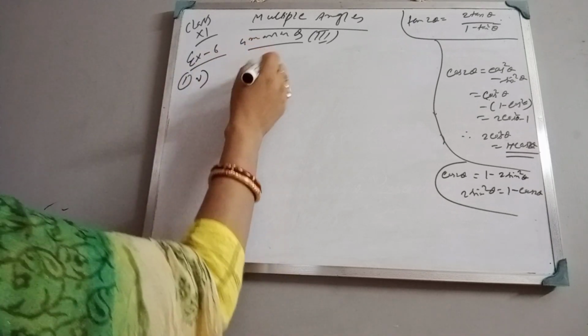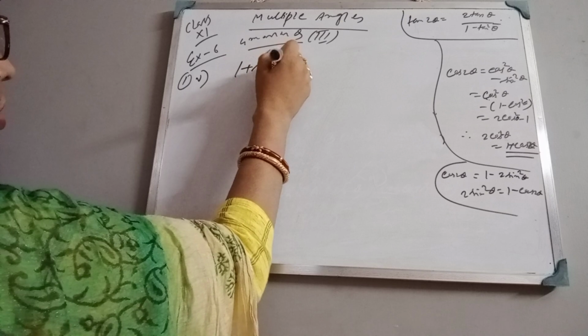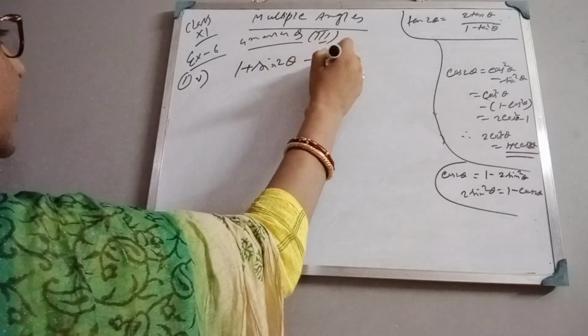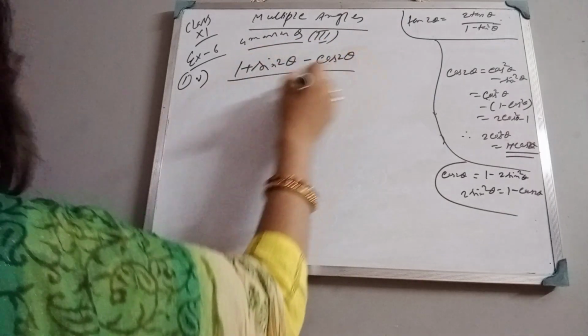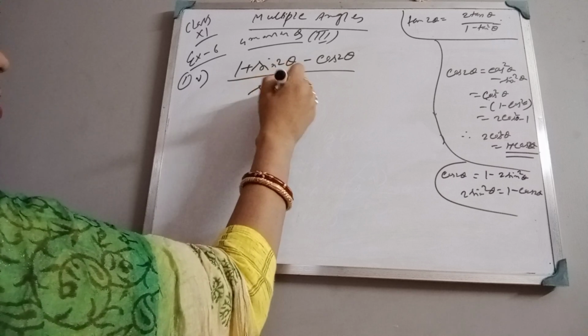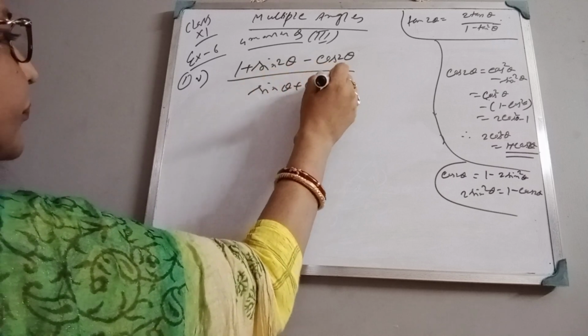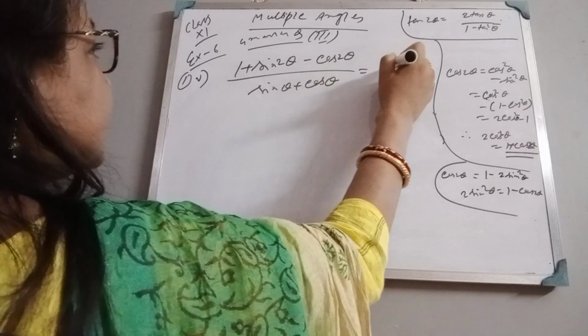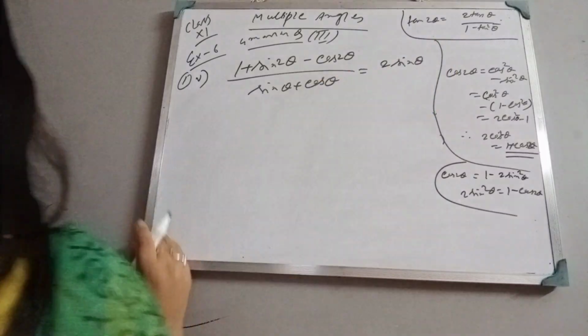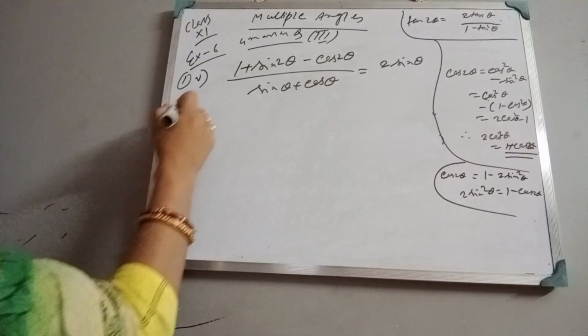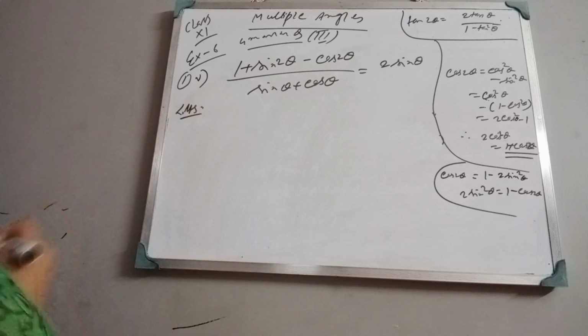One plus sine 2 theta minus cos 2 theta by cos theta is equal to 2 sine theta. Okay, now same as before, let's start from the left hand side.